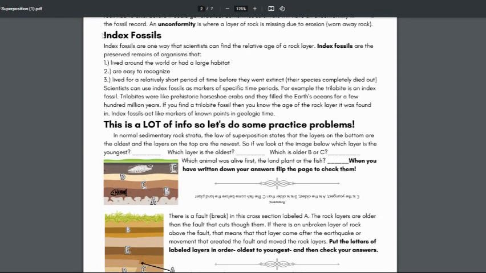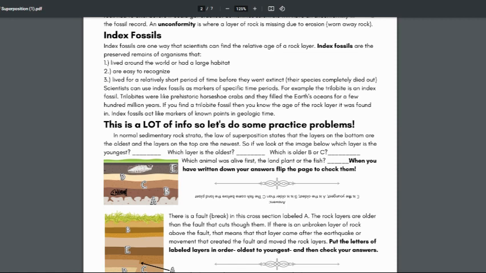So, last but not least, we have index fossils. Index fossils are one way that scientists can find the relative age of a rock layer. Index fossils are the preserved remains of organisms that follow three rules. Number one, they lived around the world or had a large habitat. They are easy to recognize, and they lived for a relatively short period of time before they went extinct. Their species completely died out.